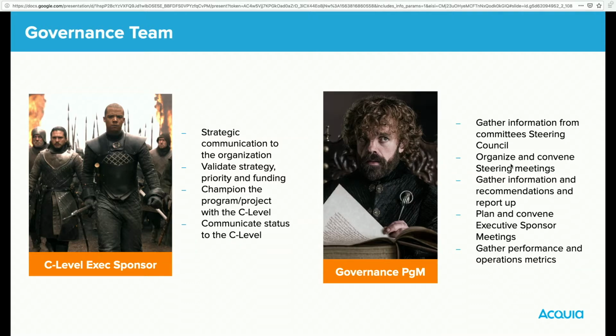Then there's the governance program manager. So this might be Tyrion in his role as hand to the queen. This person in this role would be gathering information from the different committees, like a steering council, organizing and convening those meetings, gathering the information and recommendations to report up to the executive and the executive sponsor, and then they plan those meetings with the executive sponsor and gather performance and operations metrics and keep a pulse on things and just report up.